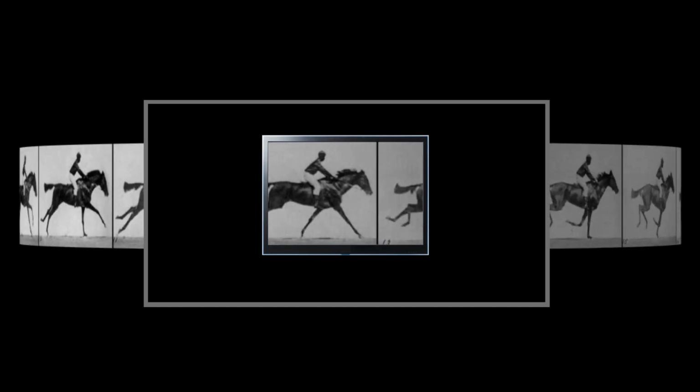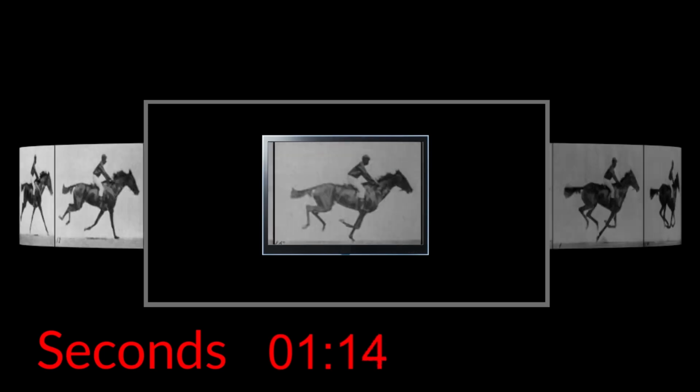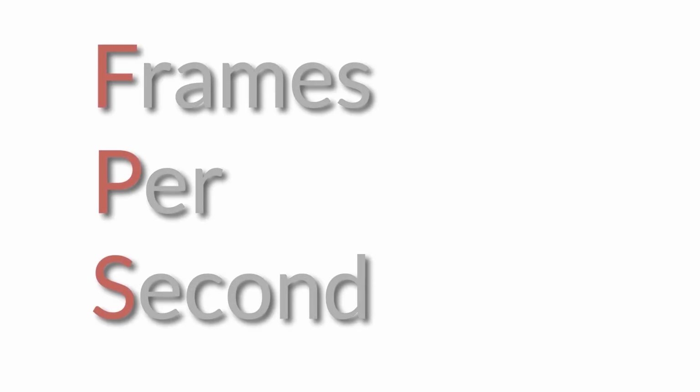A crucial component to stop motion animation is the frame rate. As discussed previously, stop motion is going frame by frame to create the illusion of motion. The frame rate is how fast one frame moves to the next and then to the next and so on. It is best described by how many frames are shown within a single second. That is why we say frames per second or FPS.